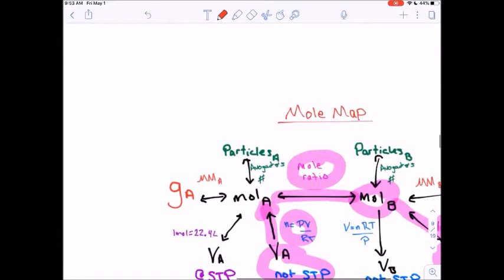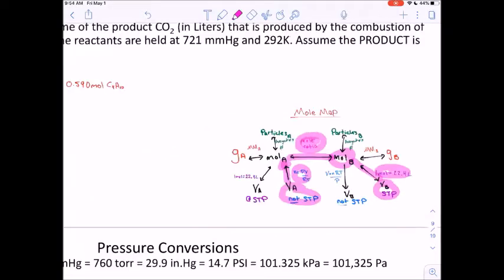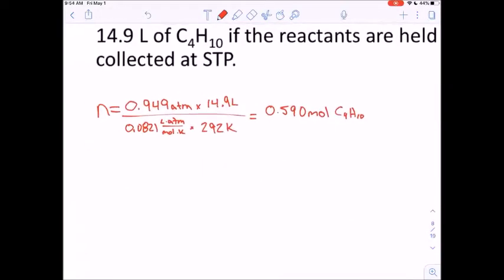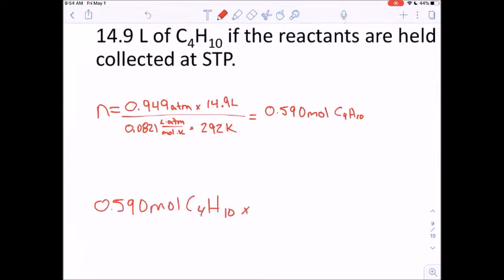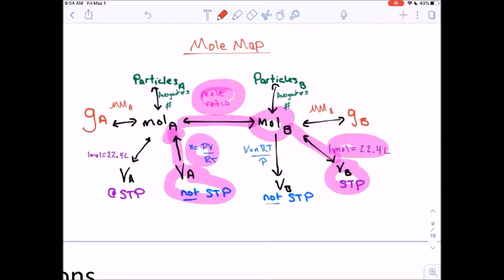I'm now in moles of A. I'm looking to get from moles of A to moles of B, and I'm going to be using that mole ratio step. So I'm going to use my mole ratio from the balanced equation now. My mole ratio, I have 2 moles of A for 8 moles of B. So I'm going to go ahead and plug my equation in by starting with the 0.590 moles. And my mole ratio, we just said that I have 2 moles of my C4H10, and I am converting from one label to another, so I do need to write that label in. And I'm going to moles of my B, and my B is 8 moles of CO2. So now I'm in moles of B. I'm going to go from moles of B to volume, and it is at STP, so I'm using 1 mole is 22.4 liters as my final conversion factor.